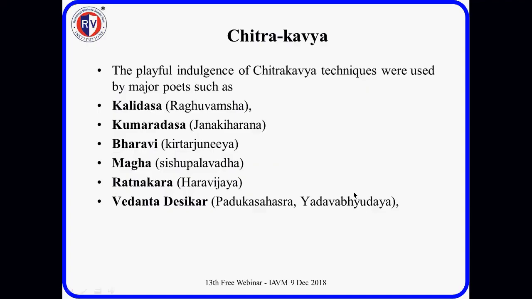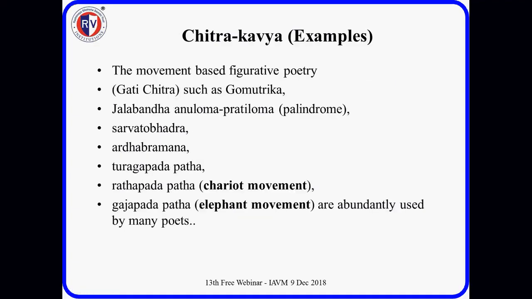Our Sanskrit poets have done a lot of work in this. The playful indulgence of Chitrakavya techniques was used by major poets such as Kalidasa in Raghuvamsha, Kumaradasa in Janaki Harana, Bharavi in Kiratarjuniya, Magha in Shishupalavada, Ratnakara in Haravijaya, and Vedanta Desikar in Paduka Sahasram. Some examples we can take: the movement-based figurative poetry, which is Gati Chitra.